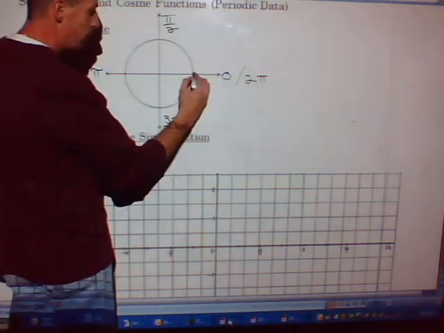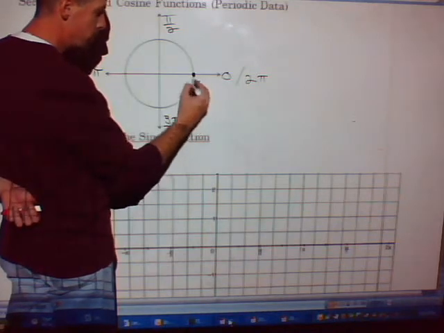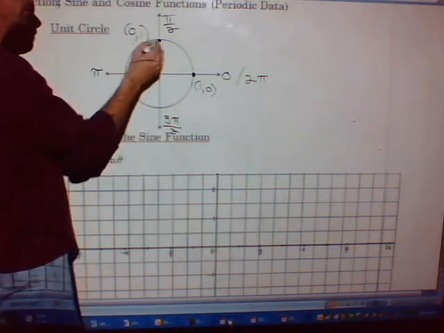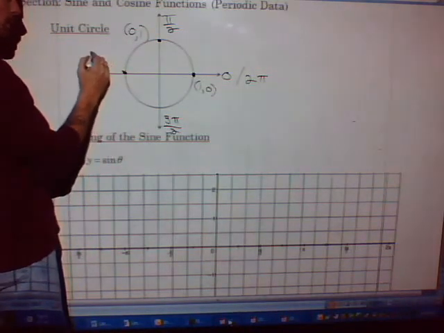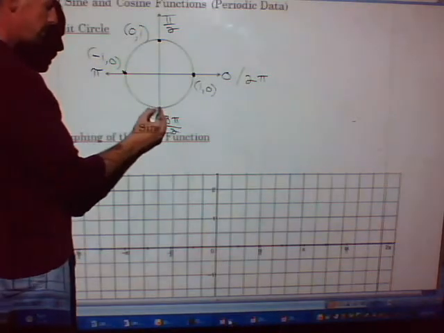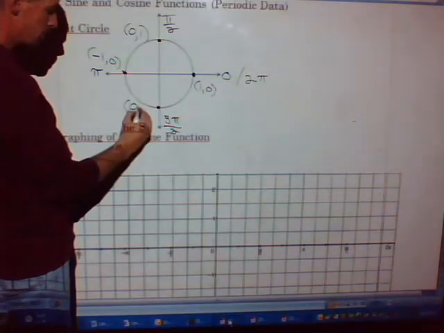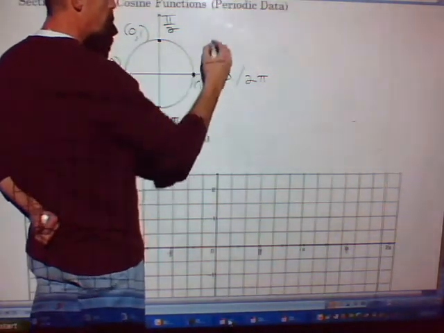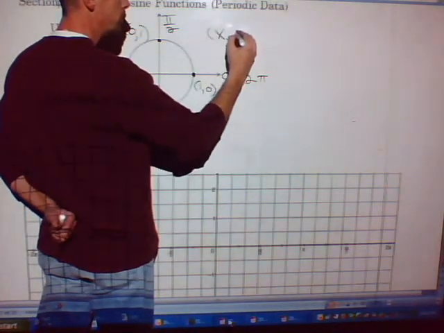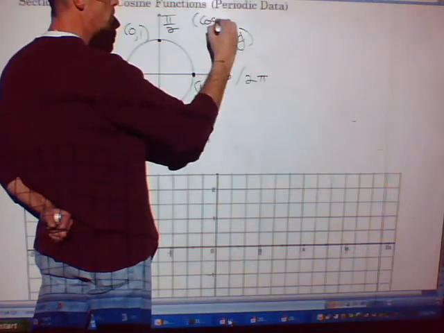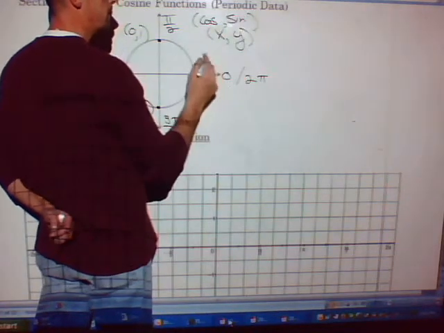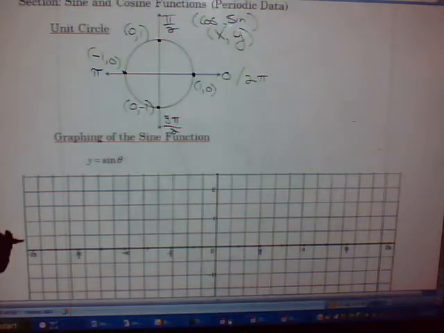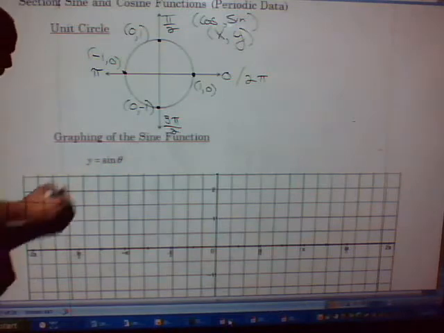And then if we did the coordinates of these points, the coordinate of this point was (1, 0). Coordinate of this point here was (0, 1). Coordinate of this point was (-1, 0). And the coordinate of this point here was (0, -1). And again, for the coordinates of the points, the x value and the y value go cosine and sine. Cosine is the x, sine is the y. So what we're going to look at first is the sine graph.